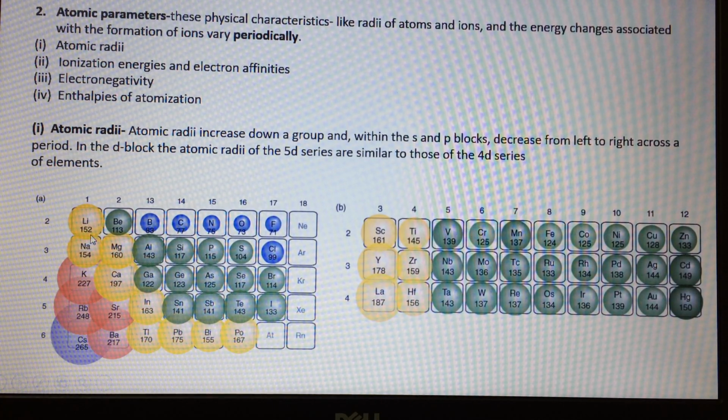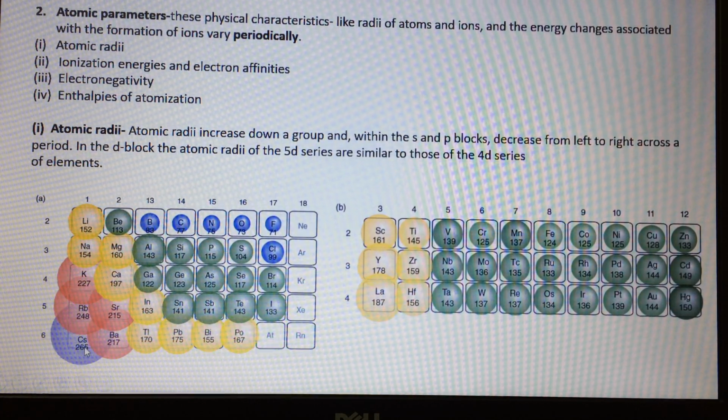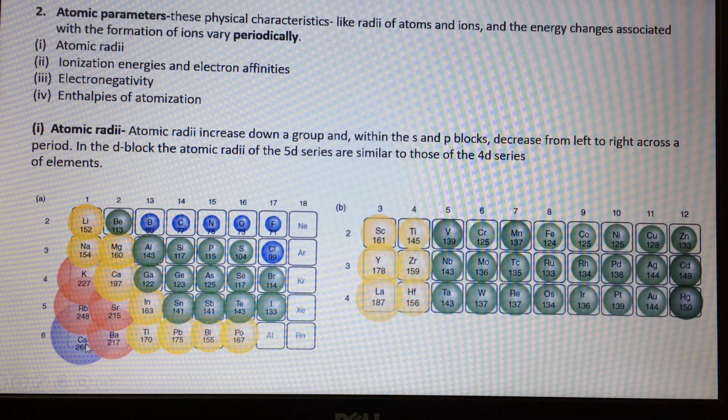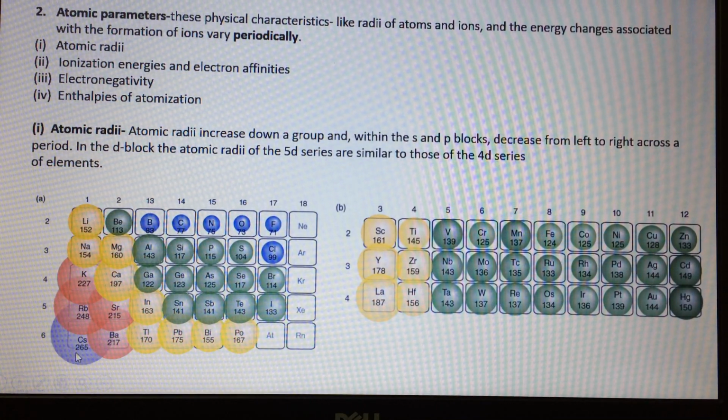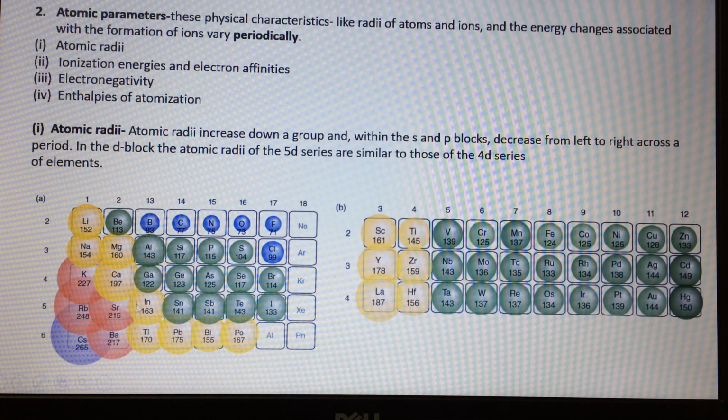If you see, lithium is 152, and if it goes down, the higher, cesium is 265, and like that we have seen here also. So why does the atomic radius increase going from top to bottom? Now we will discuss this.